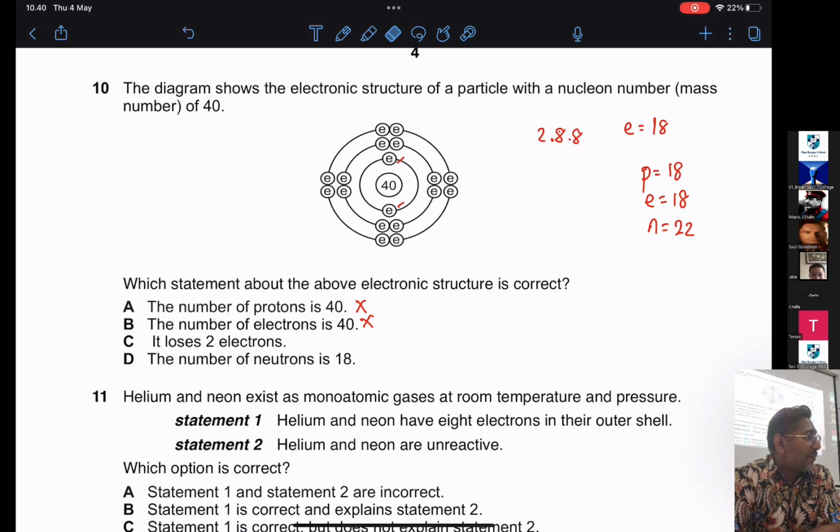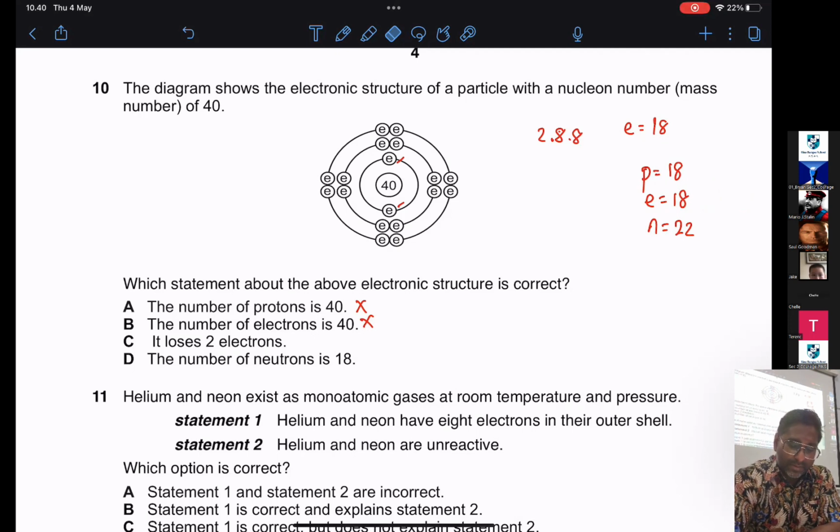The number of proton is 40. Wrong. The number of proton is 18. The number of electrons is 40. No, we just calculated just now. Electron is 18. It loses 2 electron. Okay, it loses 2 electron. How do I know it loses 2 electron?